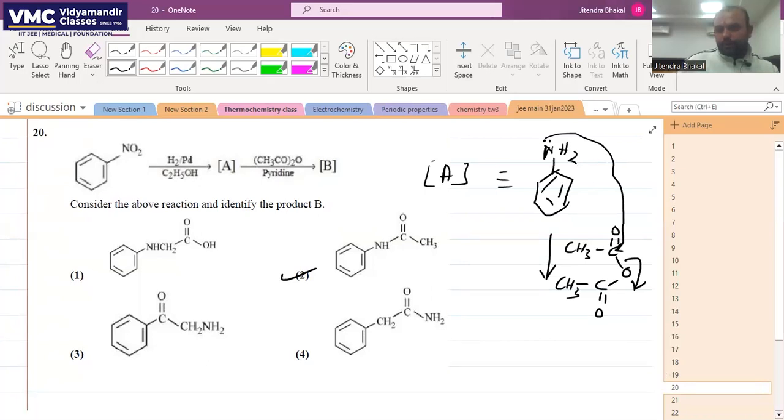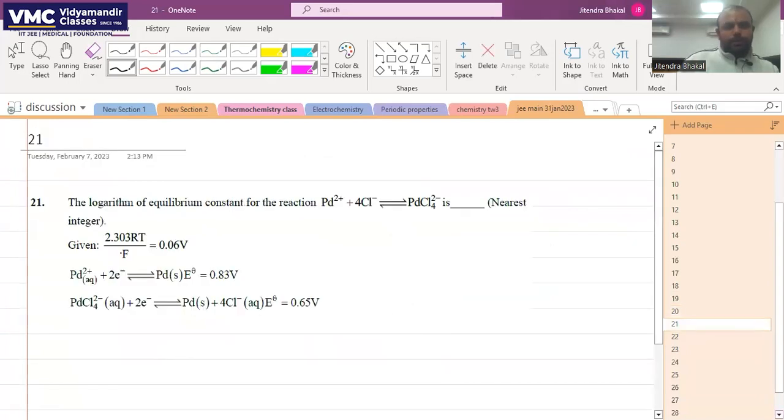Question number 21. Now it is section 2, numerical type questions, integer type. Okay. The logarithm of the equilibrium constant for this reaction, we need to give the answer in the nearest integer value. Now for this reaction, the value of E naught is not given. We need to calculate the E naught value first.